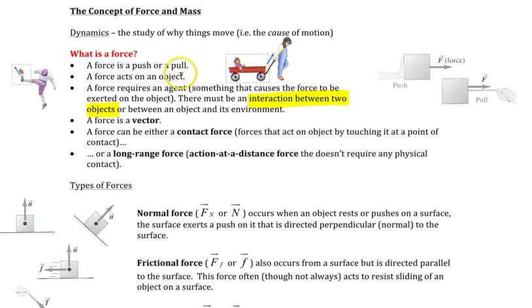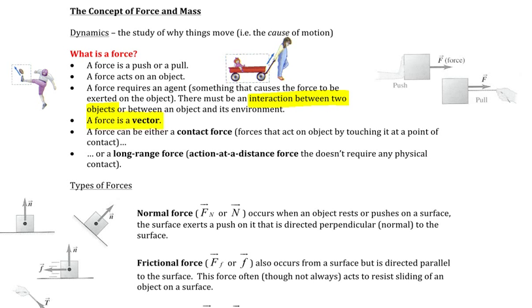When you push or pull or kick an object, you exert a force either softly or very hard. Also, when you push or pull an object, you push or pull in a certain direction, like right or left or up or down. Hence, force is a vector. It has both a magnitude and a direction.